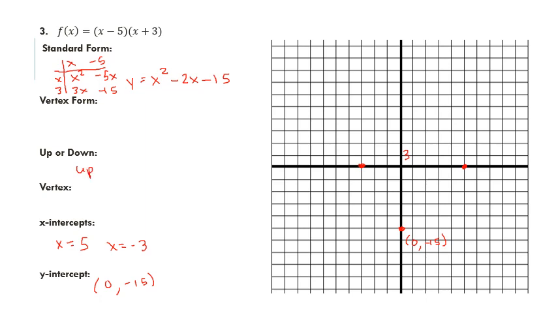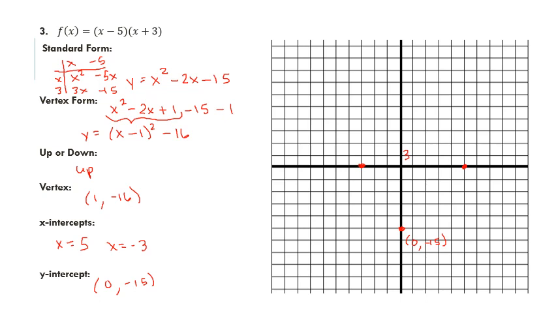Now let's get this in vertex form. Okay, so we need to isolate the first two terms and complete the square. So divide the middle term in half, and then square it, add and subtract from both sides. So the first three terms become that perfect square binomial, and then the -15 minus 1 is that, and that tells us our vertex. So our vertex is at +1, -16.